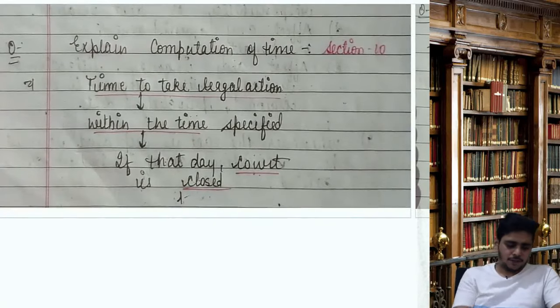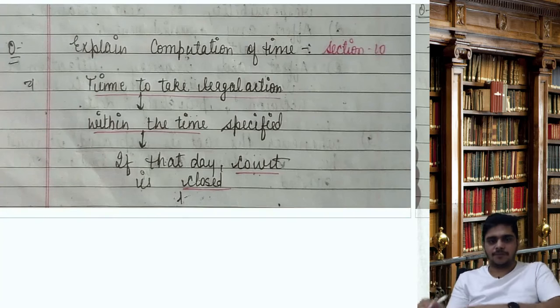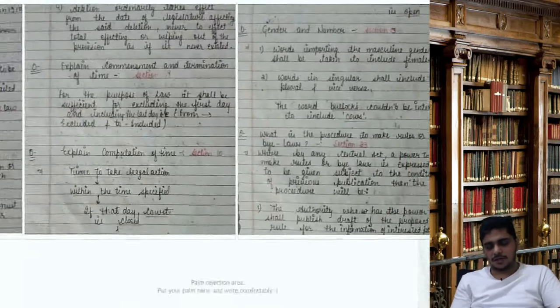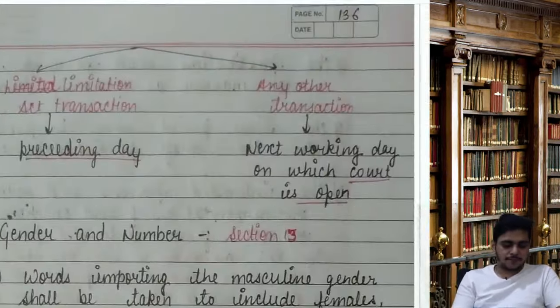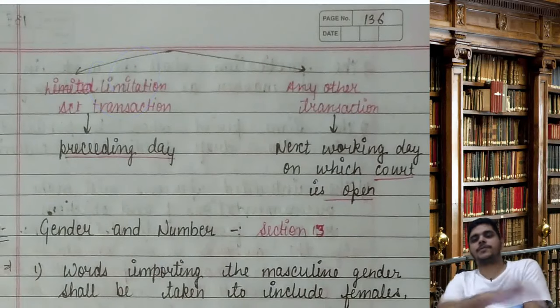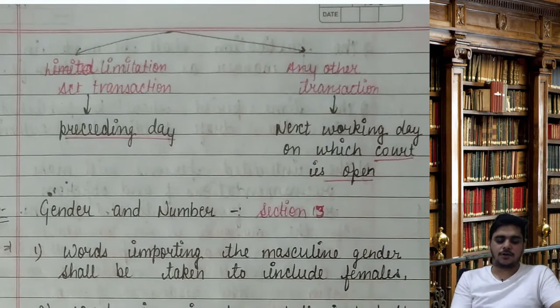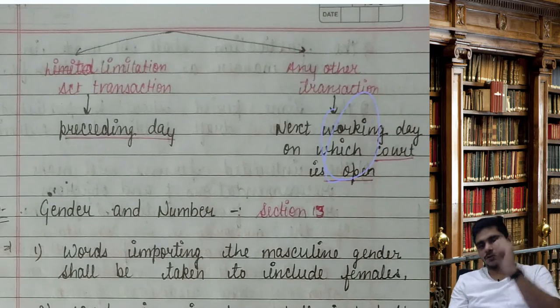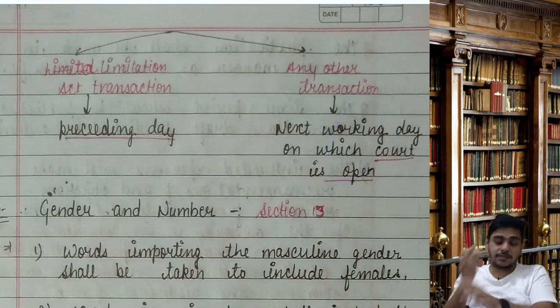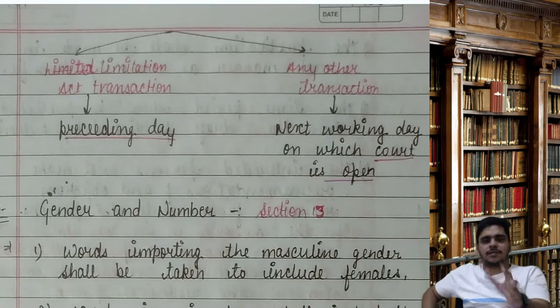Computation of time. Now, time to take legal action: you have to take the action within the specified time, like 2 years, 3 years. If on that last day the court is closed and it is a limitation act or transaction, then the last day will be the preceding day. If it is any other act or transaction, then it is the next working day on which the court is open. Generally, for the Limitation Act it is the previous day, but for any other transaction it will be the next working day on which the court is open. Limitation Act is like 3 years, the time bar date point.